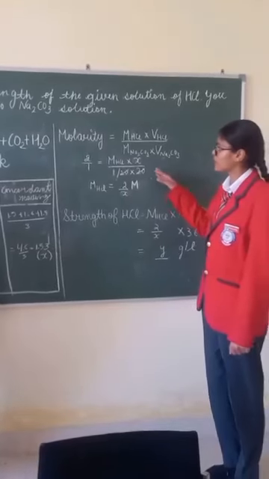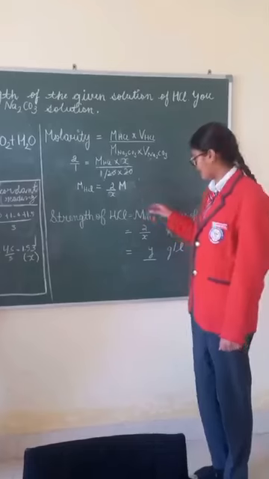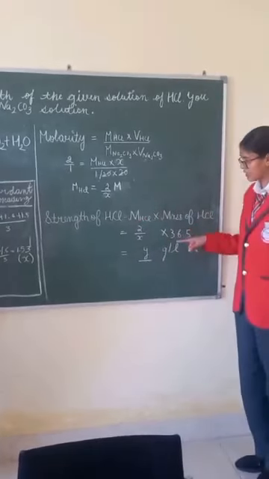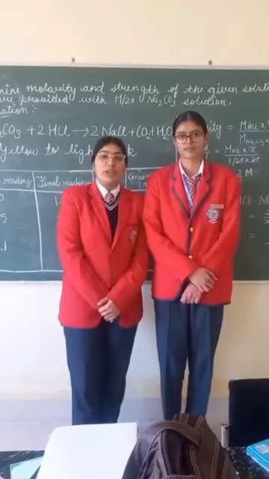So now we will put the value of x in the formula of molarity and we will get the molarity, and then from molarity we can find the strength of HCl. So this was our experiment on volumetric titration.